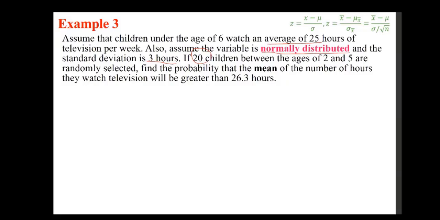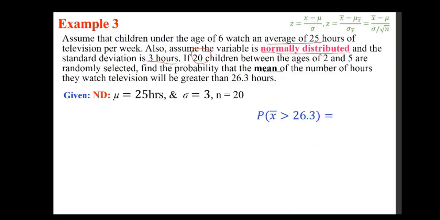So the very first thing, what is given? As we read the question, it is a normal distribution. Mu is 25, sigma is 3, n is 20. Because we are dealing with normal distribution, we don't have to worry about anything, any size n will do the job. So with that being the case, we want what? Find the probability that the mean, probability of x bar is larger than 26.3. So this is what we want to find.